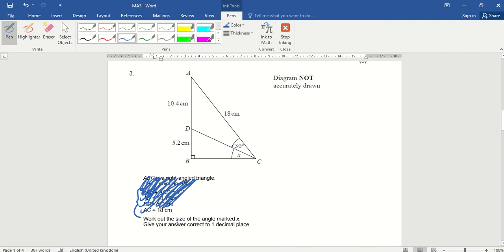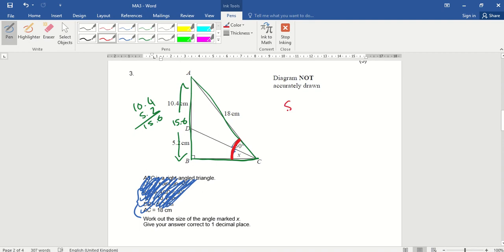So what do they want to know? They want to know the size of the angle marked X. So I want to know this angle here. Well, what I can see is that we've got a big right angle triangle, ABC. We know that AC is 18, and we can find what AB is by adding these two together. So 10.4 plus 5.2 is 15.6. So this whole side here is 15.6. Now, if we were to find this angle, the big angle here, then we can take away 30 to get to what's left. So how are we going to do that?